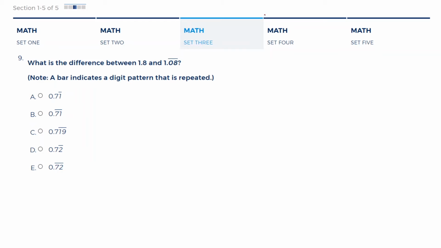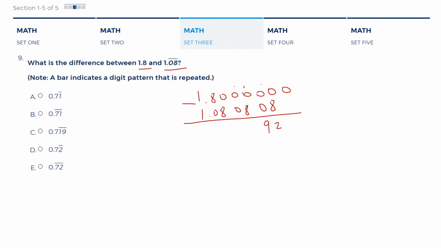Problem 9. What's the difference between 1.8 and 1.08 repeating? Okay, so kind of hate those questions, but we have to do them, unfortunately. So this is 1.08 repeating. All right, so I'll just stop here. 10 minus 8, that's 2. 9 minus 0, that's 9. 9 minus 8, that's 1. Pretty much 9, 1, 9. And this is supposed to be 7, and then 0. So 0.7, and then 1, 9, 1, 9 repeating. It seems like C. Boom.